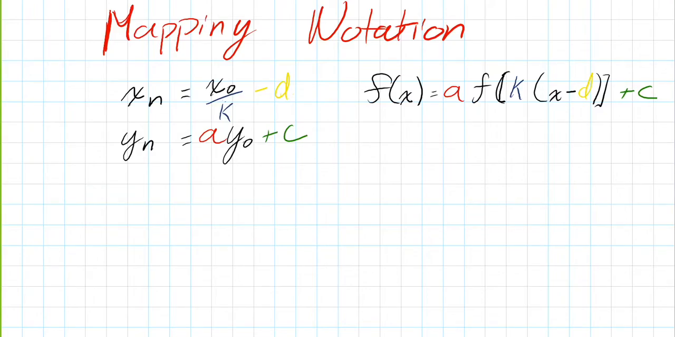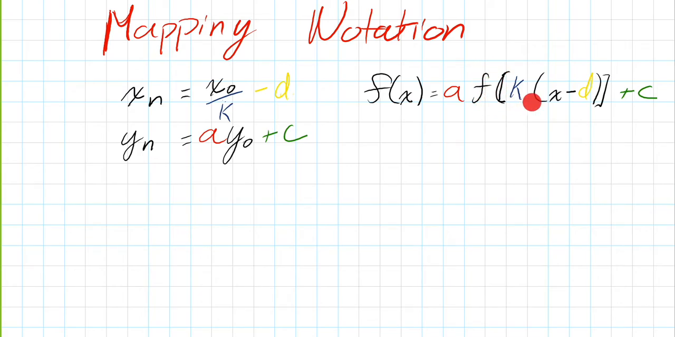Okay, so we're going to take a look at mapping notation. Mapping notation is a way to take a coordinate, so one point on a continuous graph, and find the new point depending on what the translations and the transformations are, okay? So this is function notation.